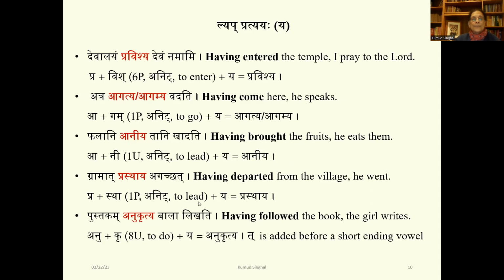Having brought the fruits, phalani aniya tani khadati. He eats them. Then again, this one, prasthaya. This is pra plus tha. So 1p anit, ya, prasthaya, having departed from the village. Grama, fifth case, ekavachanam. Having departed from the village, agachat, he went. Pustakam anukritya bala likhati. So having followed the book, the girl writes. So kri and anu. So that's why you have formed anukritya.